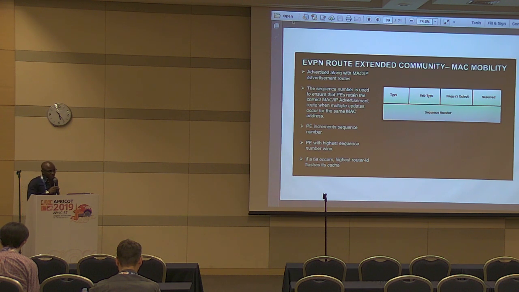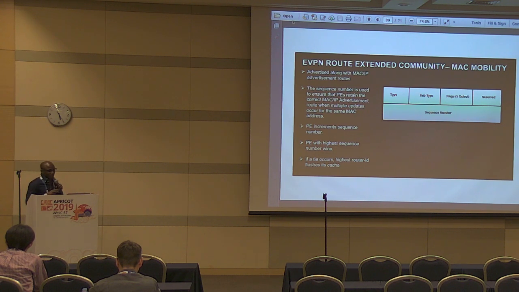EVPN route extended community. So here I've got a MAC mobility. So remember with VXLAN, it's an overlay network and the whole idea is to be able to move your VM from anywhere to anywhere, any data center to any data center, irrespective of region or location. So with the mobility, how does EVPN achieve MAC mobility? It uses what is called the sequence number. So this is what the MAC mobility extended community looks like.